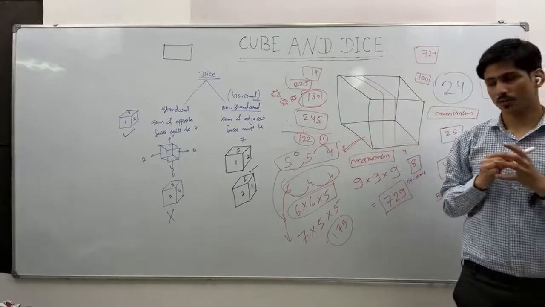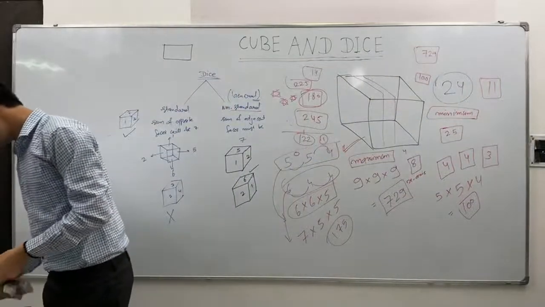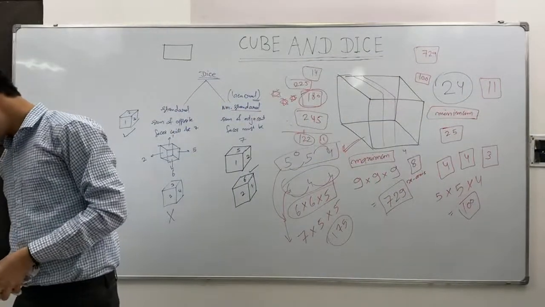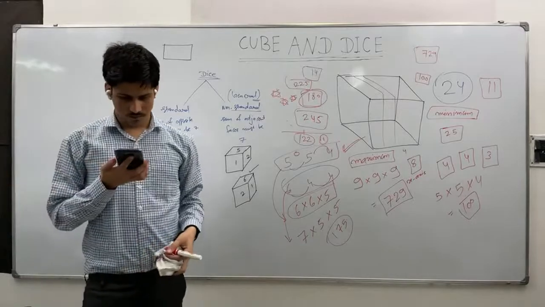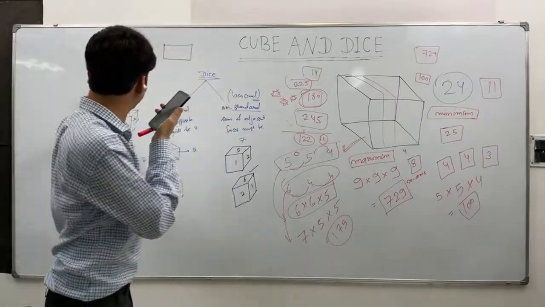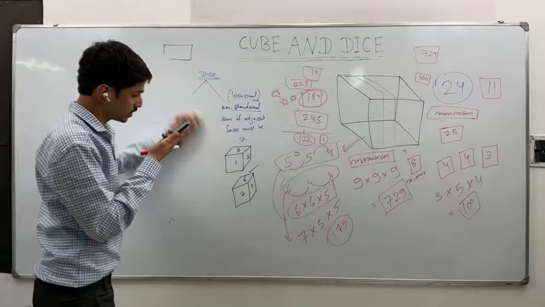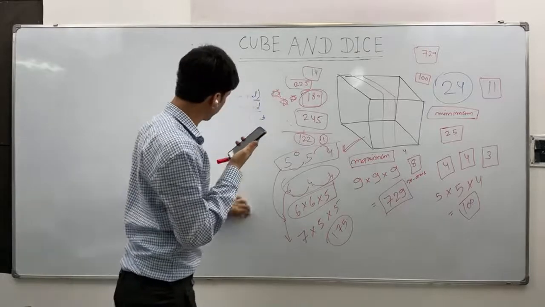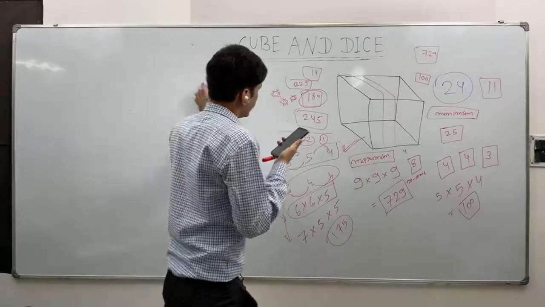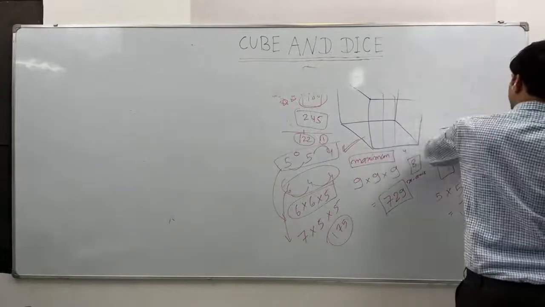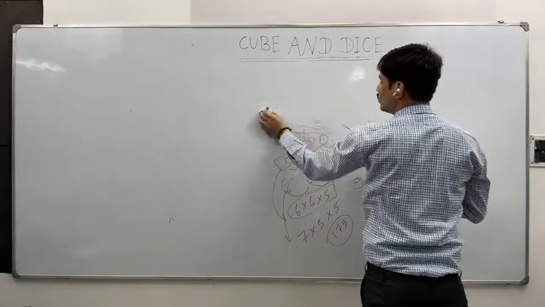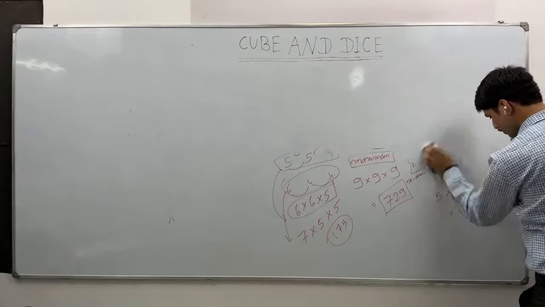Is it clear? Okay. Online student, is it clear to you? Is it clear that 180 will be the total maximum number of pieces? Clear? Okay. Now we'll move to the next question. Now we'll solve one more interesting problem.